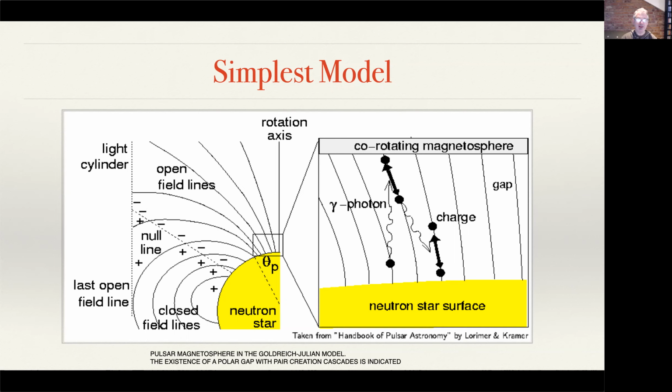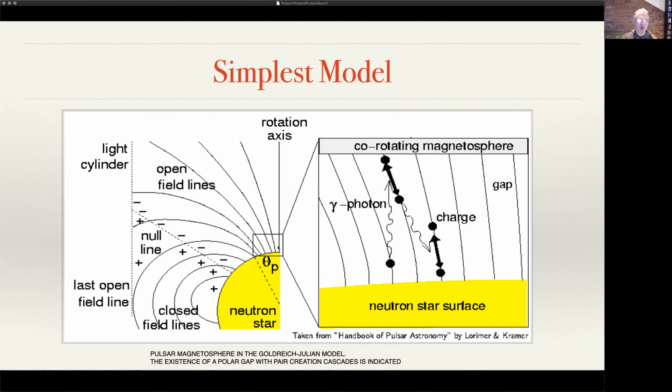What you can see on the left-hand side is the surface of a neutron star. This is not to scale, by the way, it's a cartoon. And you can see those closed field lines that I was showing you here, and then the edge of the light cylinder. And then at the magnetic pole, which is shown in this box region here, we have these open field lines. And then right at the top, we have the rotation axis.